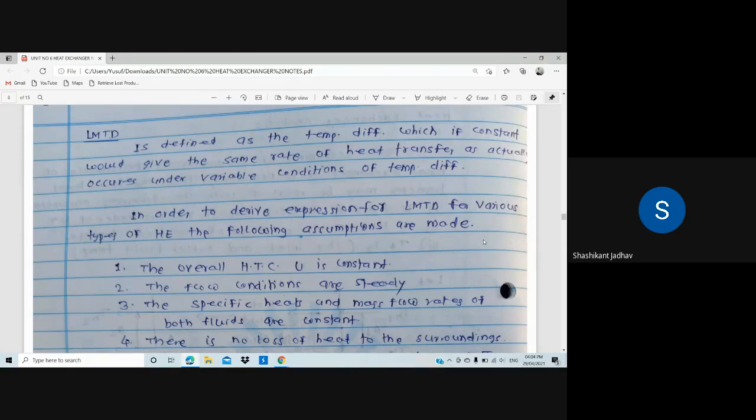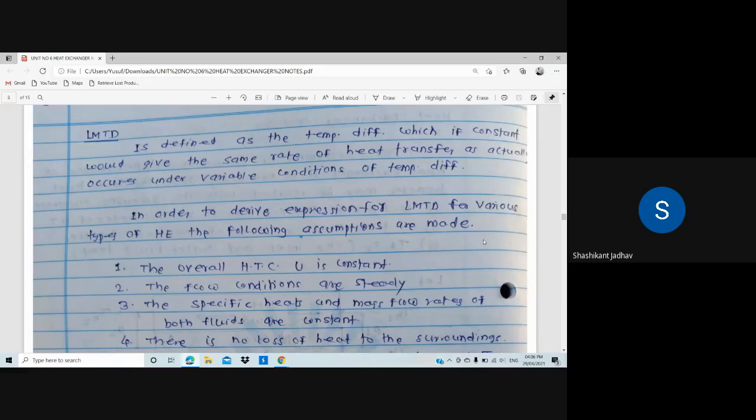It is defined as the temperature difference which, if constant, would give the same rate of heat transfer as actually occurs under variable conditions of temperature difference.